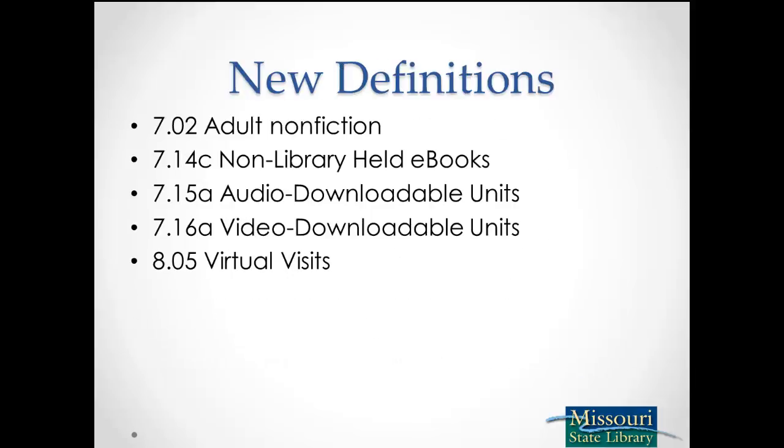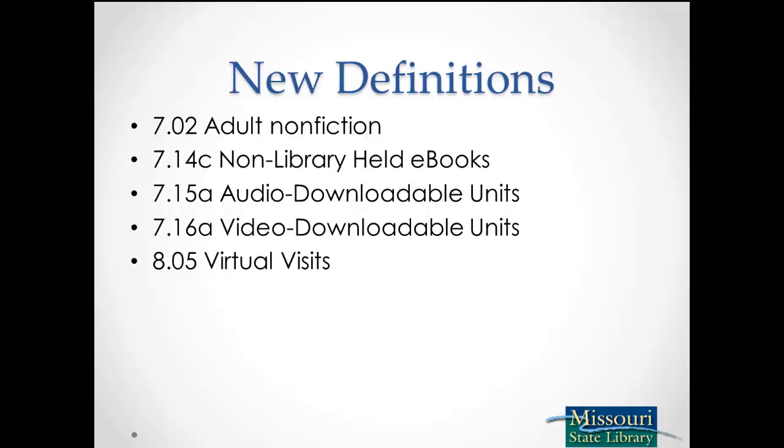The definitions of 13 elements changed from last year. 7.02 adult nonfiction was amended to include map and music publications in soft or hardback covers or loose leaf pages in a binder. 7.14c non-library held ebooks, 7.15a audio downloadable units, and 7.16a video downloadable units updated the language for the inclusion of Overdrive, Freading, and Hoopla collection counts. As a reminder for these 3 elements, for reporting 1 use or circulation equals 1 collection.